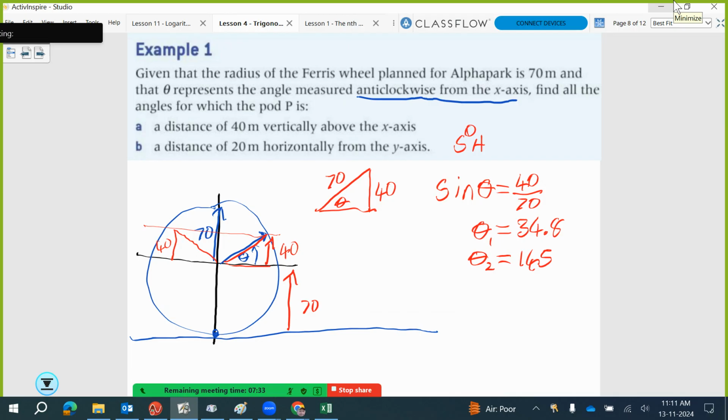Okay, we're going to have to finish there for today. Have a go at the homework exercise 11A.